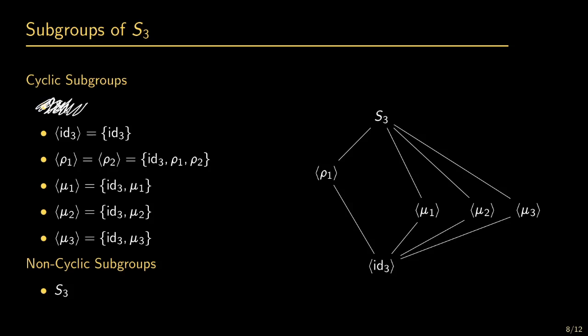Again, this is not included here. As you can see, this is a subgroup of order 3. These are the subgroups of order 2. They are on the same level, but they are not included in each other, and then this is the subgroup of order 1. So the lattice diagram is pictured.